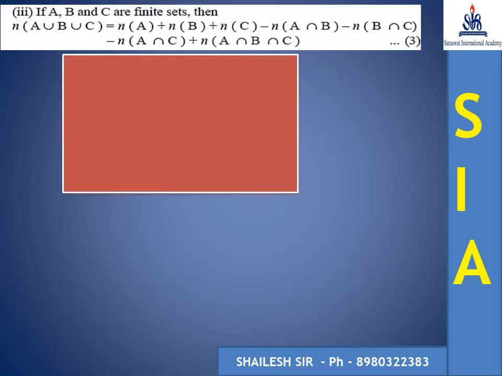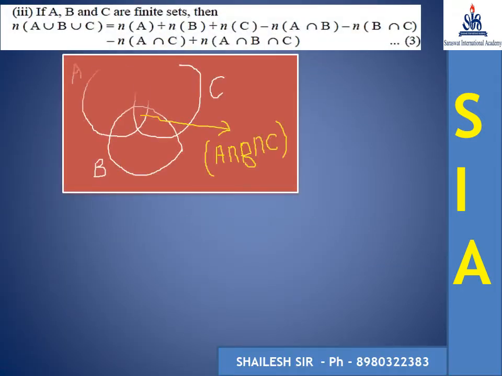The third one I explain first by drawing. Look at that. These three figures A, B, and C. Definitely the betweenness area for all three sets A, B, and C is the common area. That's why I wrote in yellow color A intersection B intersection C. And now I go to the proof.